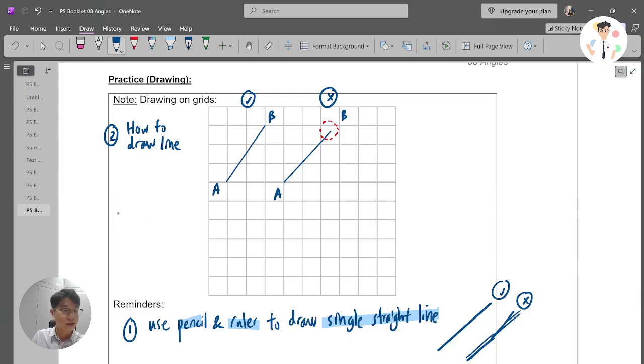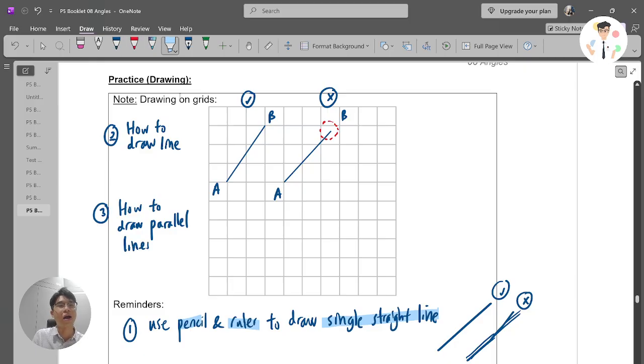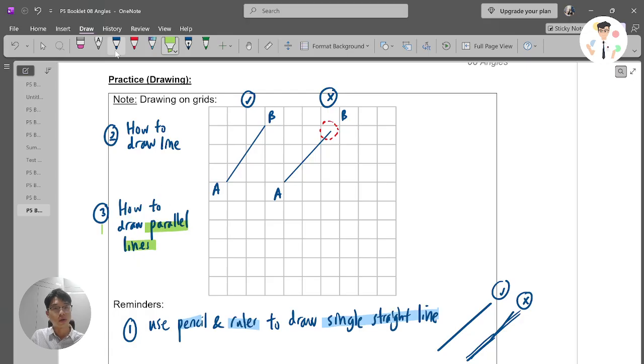And the third thing that you should know is how to draw a parallel line. Why is the word parallel line so important at this stage? Because when you draw a rhombus, for example, definitely you will draw parallel lines, right? You draw a parallelogram as well. You draw a trapezium. All these shapes have parallel lines, so you must know how to draw them.